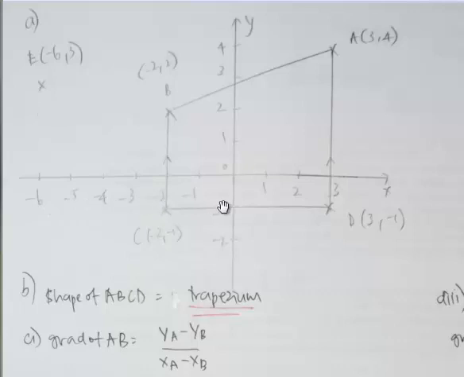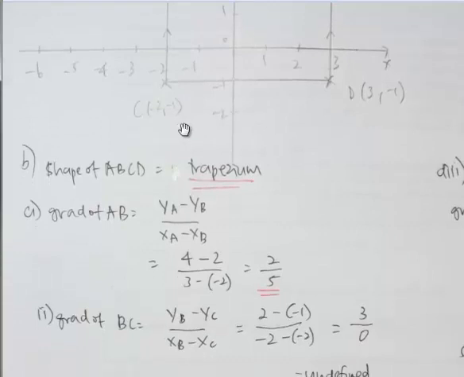For part B, we name the figure formed by points A, B, C, D. So firstly, we join up points A, B, C, D, and we realize that BC is actually a vertical straight line and AD is a vertical straight line as well. Thus, they are both parallel. Thus, ABCD is a trapezium.